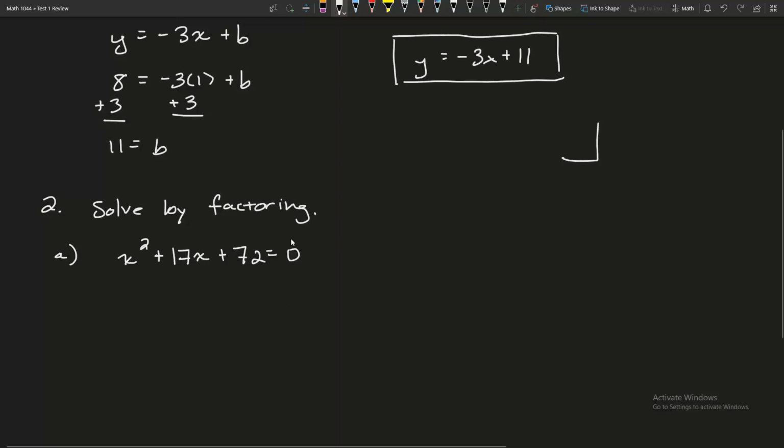So when you have a trinomial like this and the leading coefficient's just 1, all you have to do is look at that last number, 72, and find 2 numbers that multiply to 72 but add to the middle coefficient, the coefficient of x, which is 17. So the numbers that do the trick are 8 and 9. So that means this factors into x plus 8 times x plus 9.